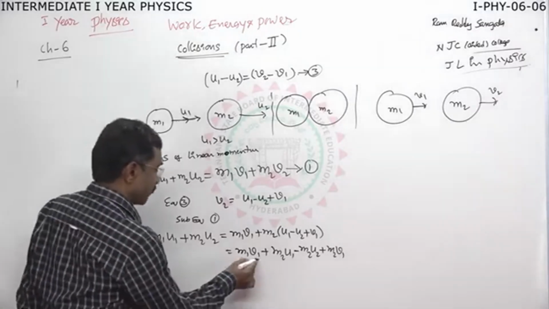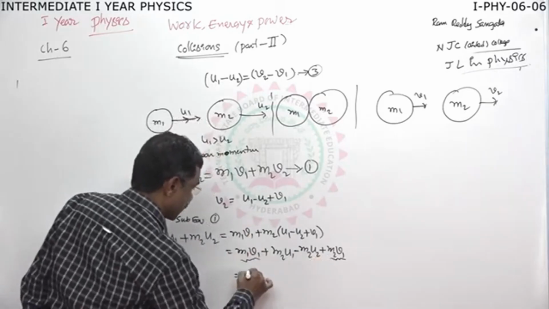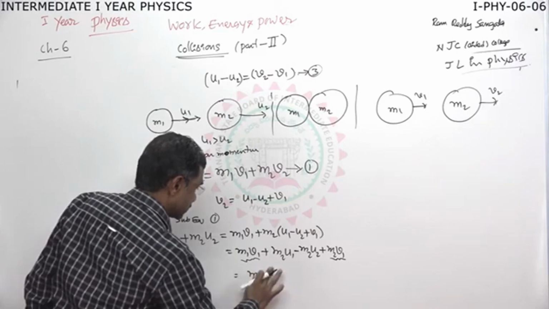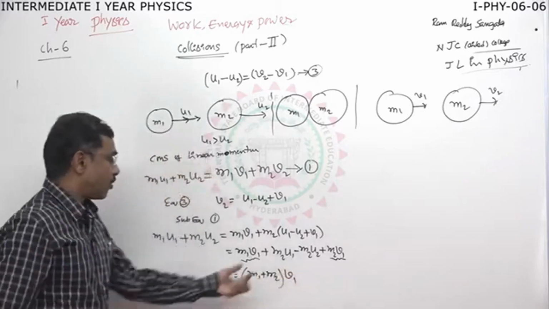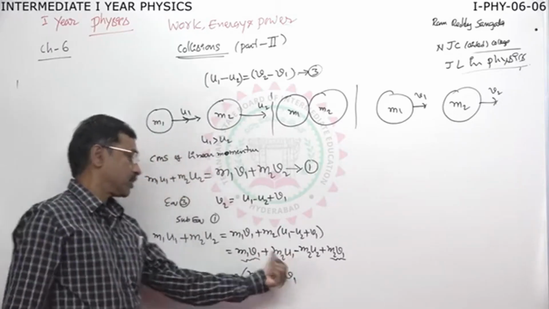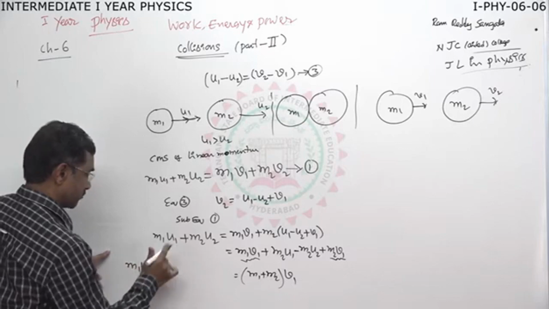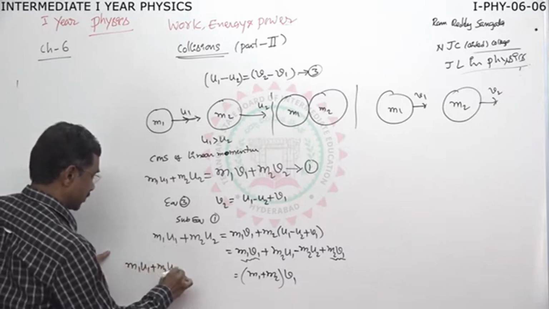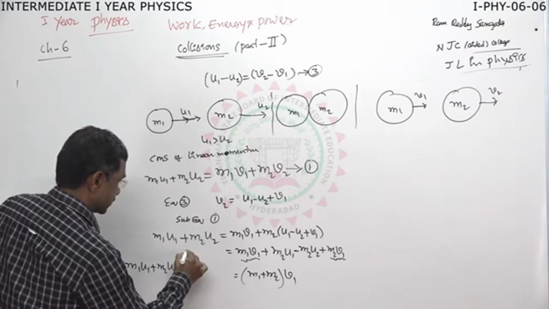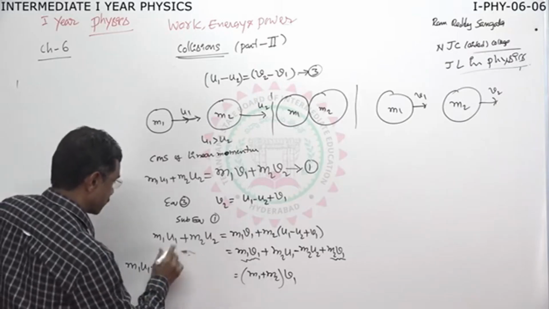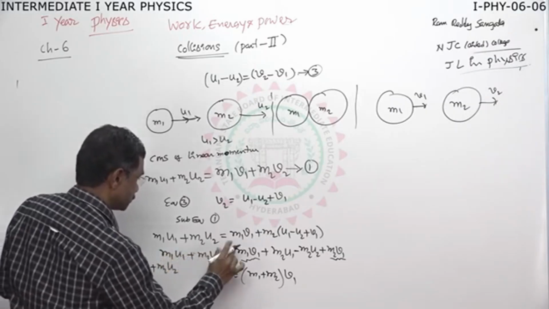Now we want the equation for V1. V1 is here and V1 here, so these two terms, you take V1 common: M1 plus M2, and V1 is taken common. The remaining two terms, I'll bring to this side. On the left-hand side you already have M1 U1 plus M2 U2. Now you bring these two terms to this side. To avoid confusion, I'll write it again: M1 U1 plus M2 U2.